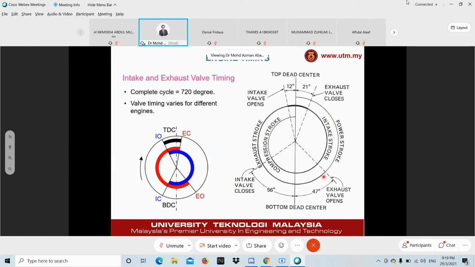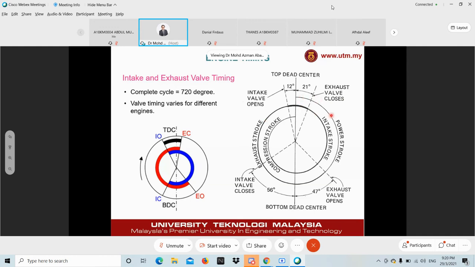47 degrees before BDC, or in other words, BBDC. Then the exhaust valve stays open for the exhaust stroke. As the piston reaches TDC, the exhaust valve still doesn't close, but instead closes as it goes into the intake stroke. So the exhaust valve is slightly delayed to close, 21 degrees after TDC, or 21 degrees ATDC, after top dead center.